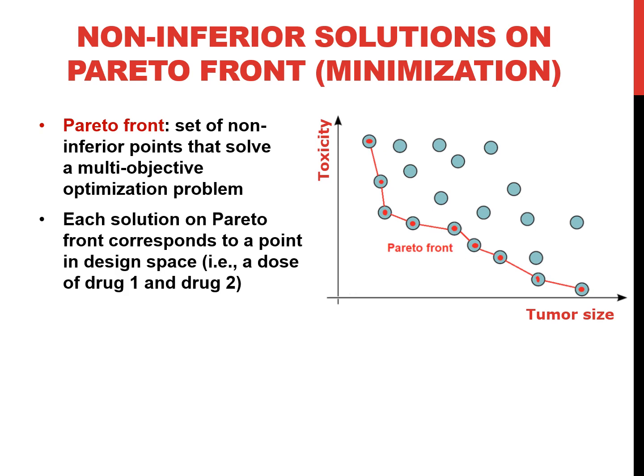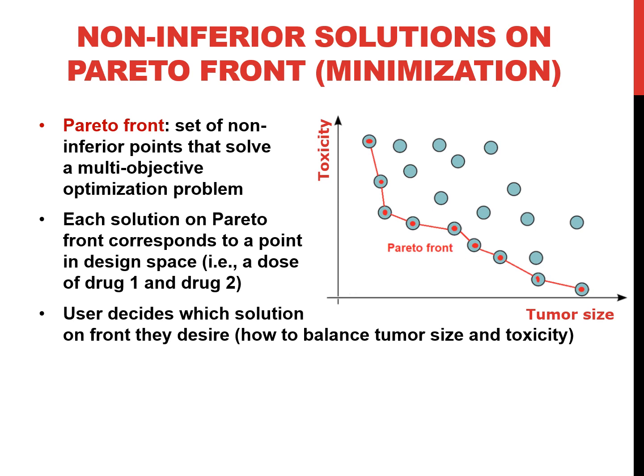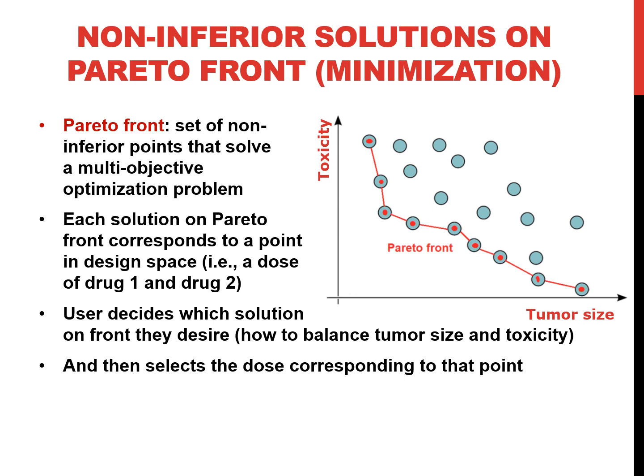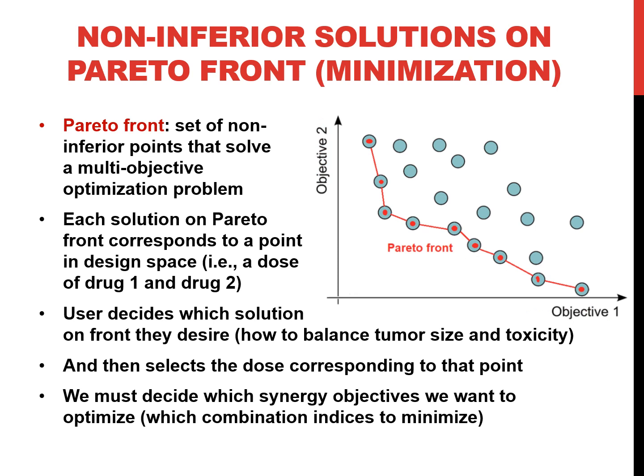And each solution on this Pareto front corresponds to a point in design space. Remember, our design space is basically a combination of doses of drugs 1 and 2. And then whoever is making the decision will decide which solution on the front they desire. For example, if they can afford to have slightly higher doses, maybe they will choose, I don't know, this point. If they cannot, maybe they'll choose this, etc., etc. And then they select the dose that will correspond to that point, which they then want to check out.